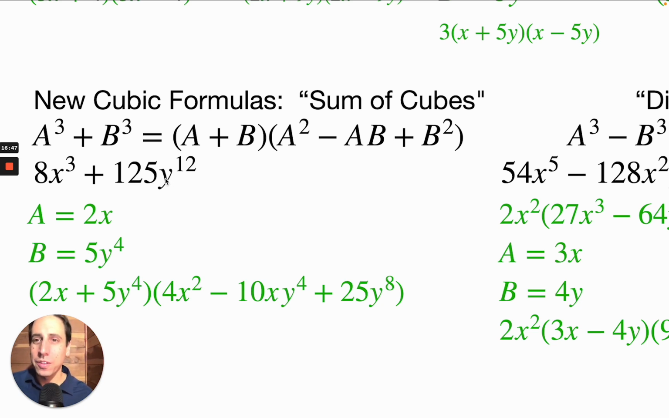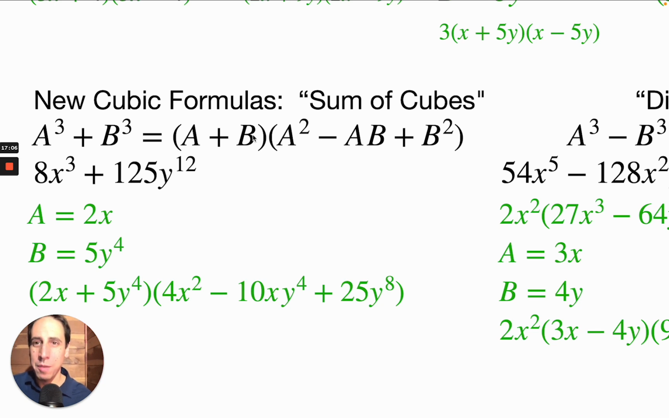What times itself 3 times is y to the 12th? It's going to be y to the 4th. Y to the 4th times y to the 4th times y to the 4th is y to the 12th. So we've chosen A and B, and now it's super important to write this out because it's going to be harder than ever to plug it into the formula.